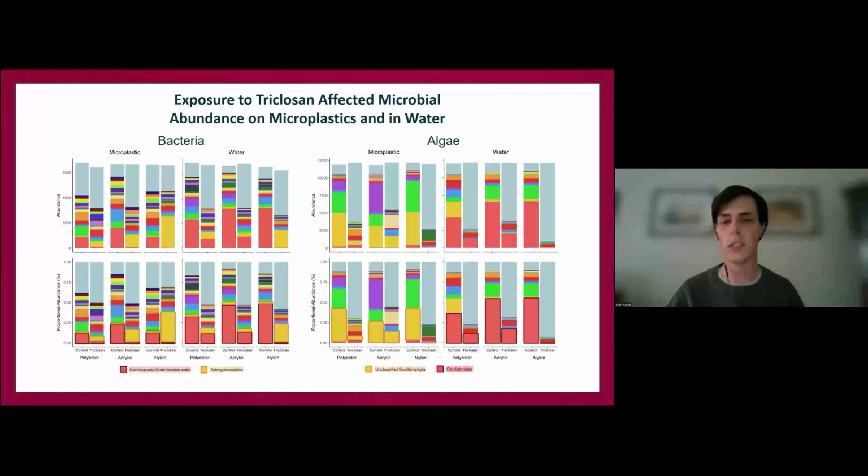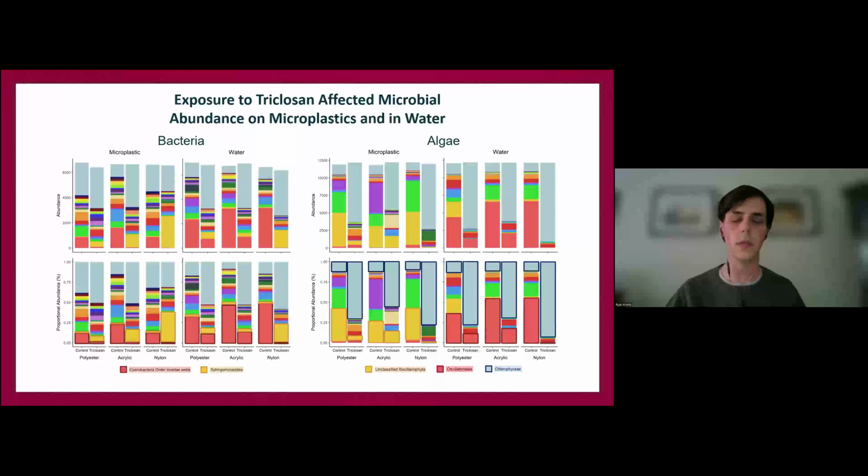So here we see in microplastic and water, respectively, 2 orders that pretty significantly shrank in size, and then a very dramatic increase in the abundance of other samples across both microplastic and water.